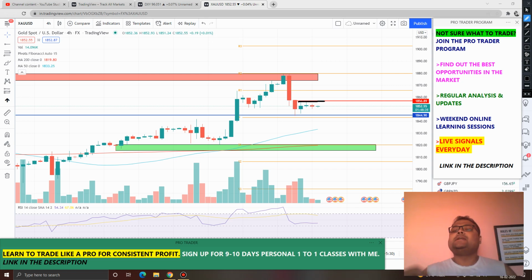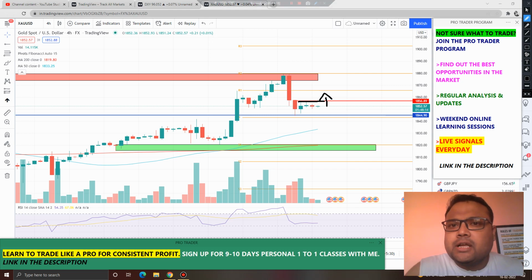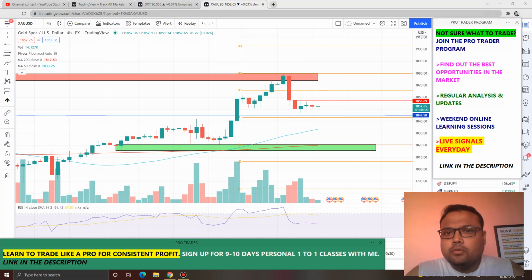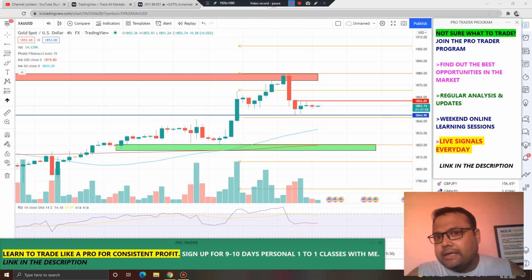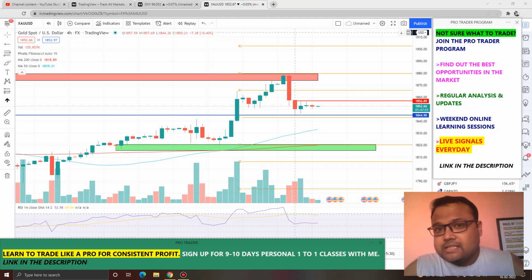But in case you see that there is good buying in the market, there's bullishness in the market, then obviously there is a possibility that market will break the level of 1857 and start going up. And if you see that buying power is good enough, bullishness is good enough, with proper risk management, we can take a buy position as well above the 1857 level.